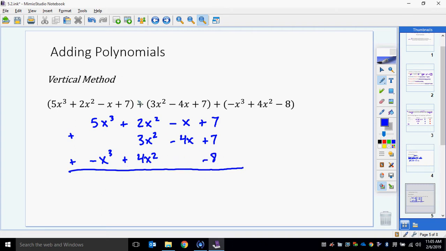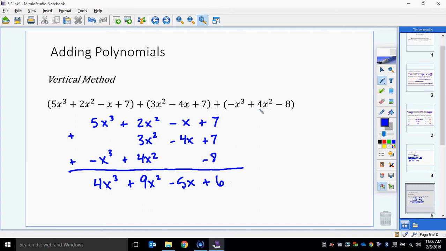So now I'm just adding my columns, right? So I'm combining like terms. It's like I've collected them all. So let's do our x cubes. So 5 plus a negative 1 would be 4 x cubes. 2 plus 3 plus 4 would be 9 x squares. A negative 1 and a negative 4 would be negative 5 x's. And let's combine our constant. 7 plus 7 minus 8 would be a positive 6.